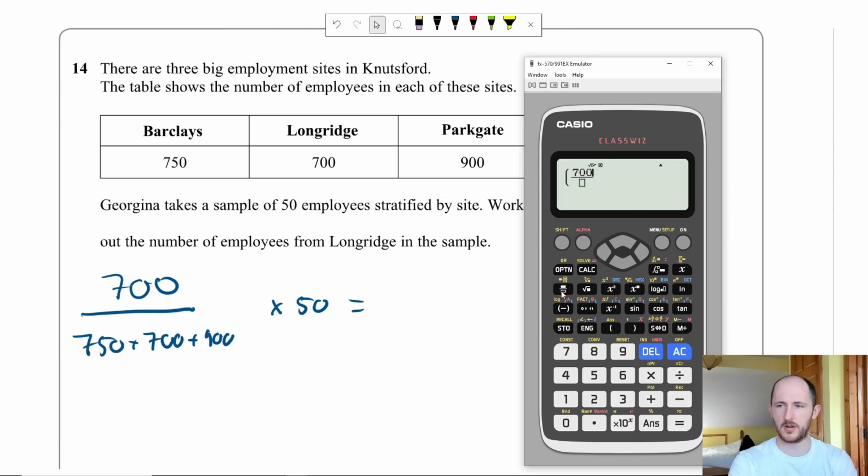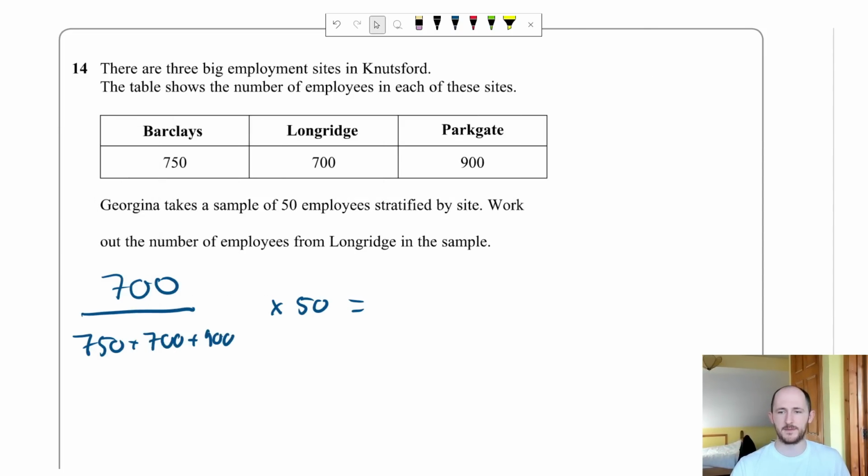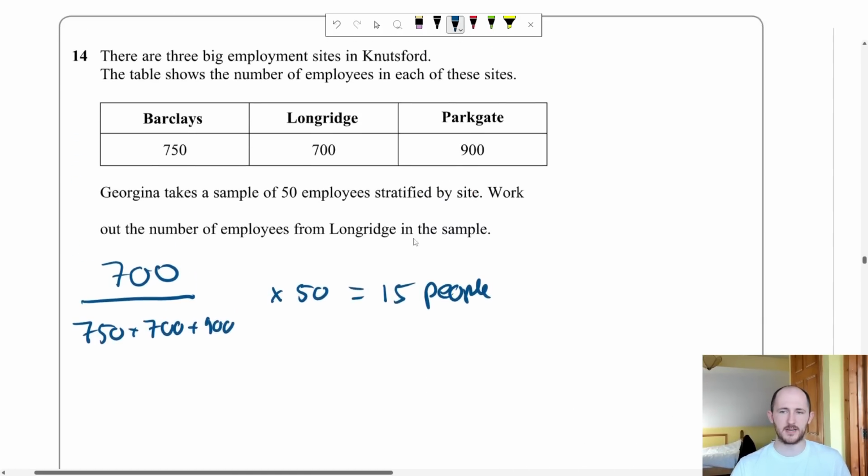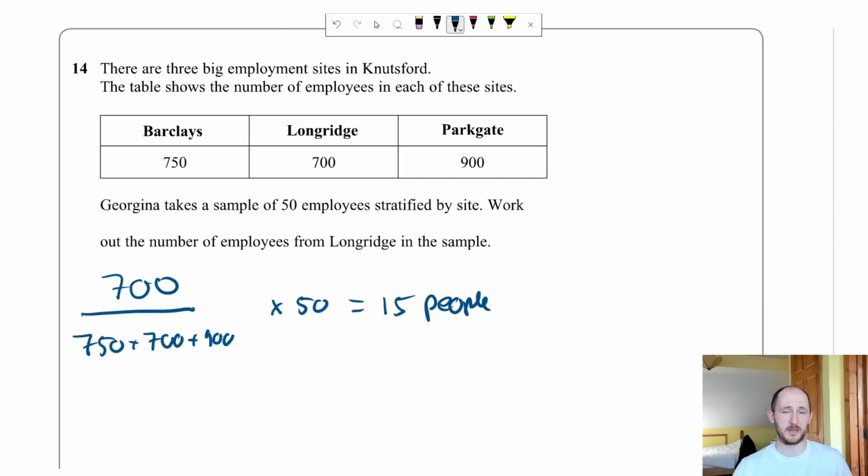So 700 over 750 plus 700 plus 900. Then multiplied by 50 gives me, great of course, 14.89, so I'm going to say 15 people. You can make an argument for rounding down, it's totally fine, but the idea is that you need to give a whole number for the number of people, shockingly.